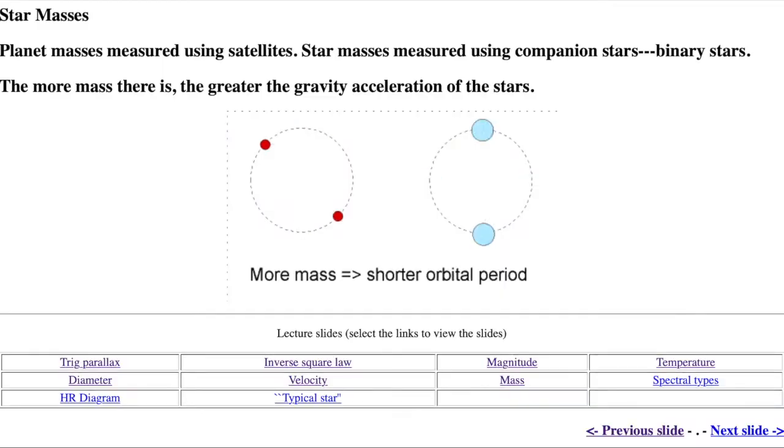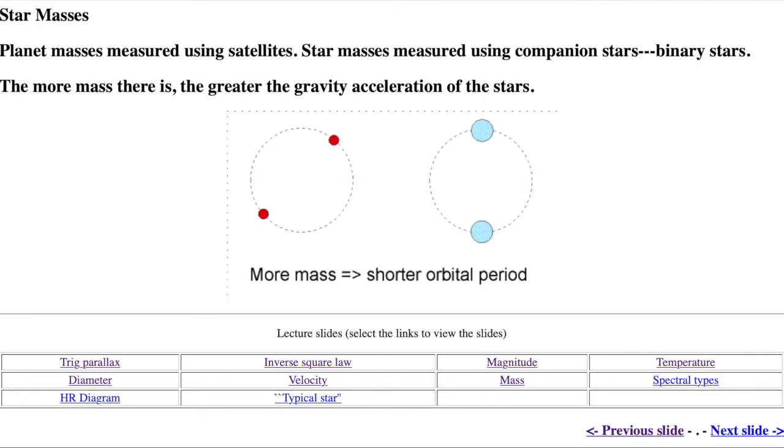Next slide. A planet's mass is measured by looking at the motions of satellites orbiting the planet. Stars are much too far away to see planets orbiting them, so we look at those stars that have another star orbiting them in a binary system. The two stars orbit each other around a common point. Fortunately, the majority of stars in the galaxy are in binary or multiple systems.